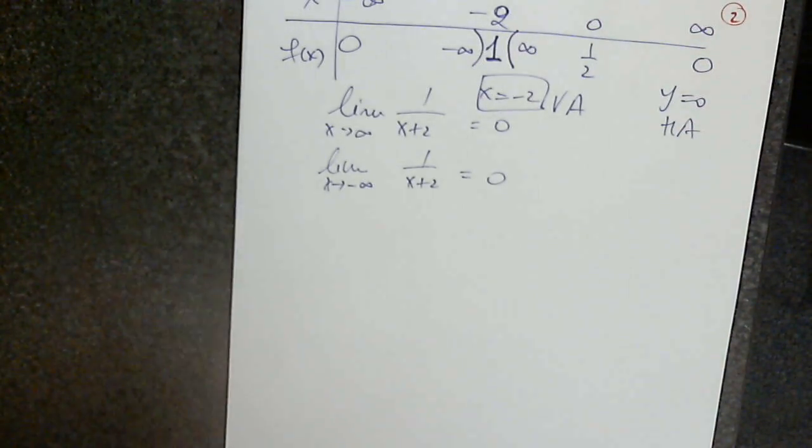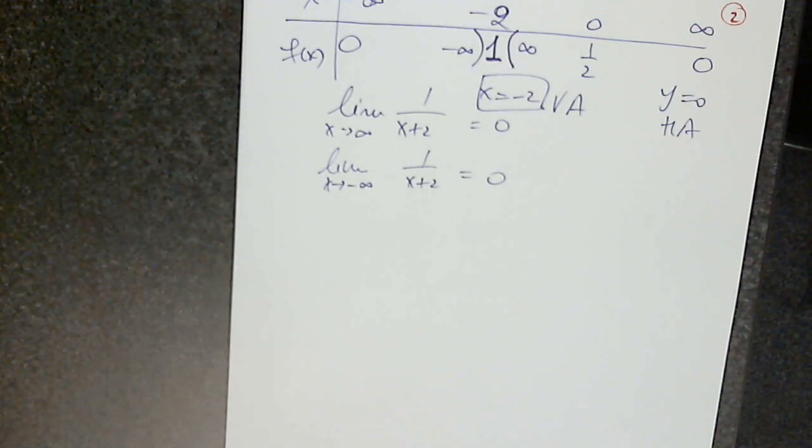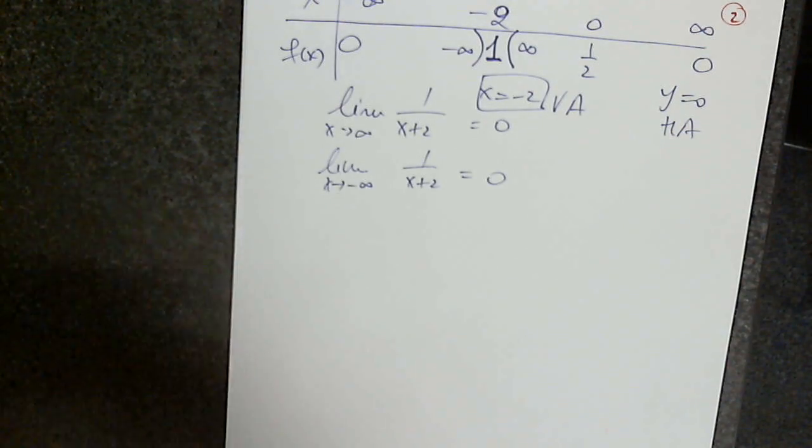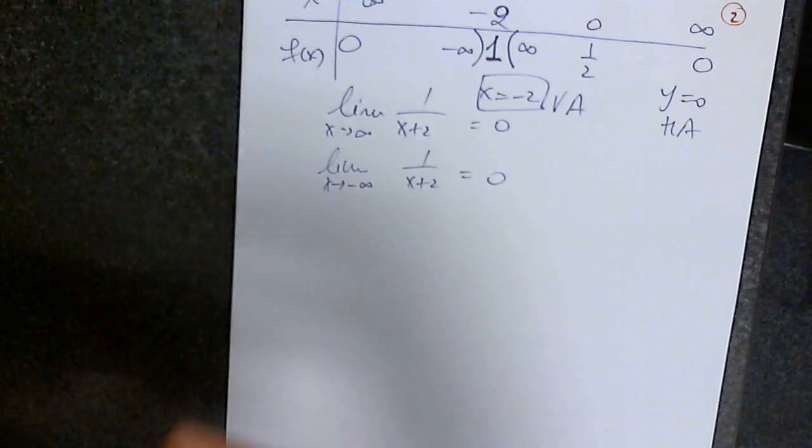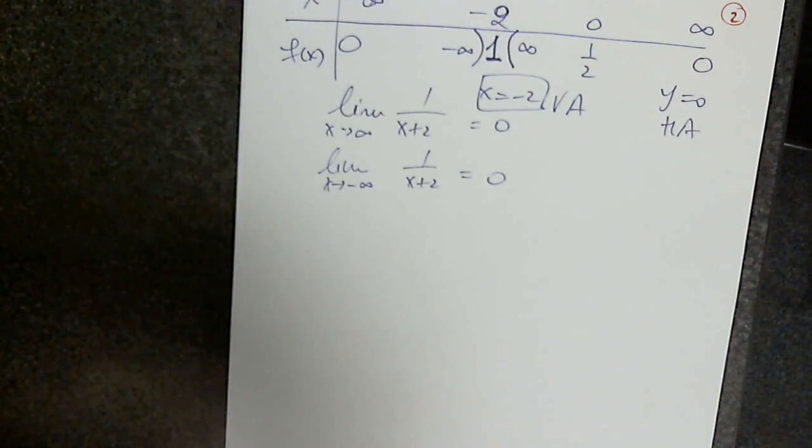Very good. Anything else? So I would say discontinuity of type infinity, and the function has a vertical asymptote at -2.